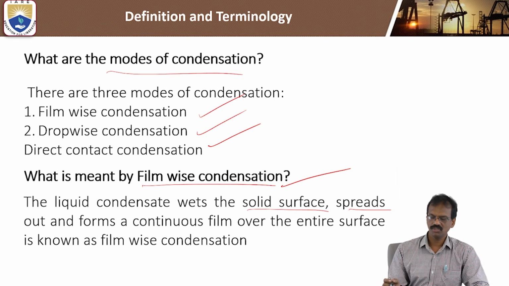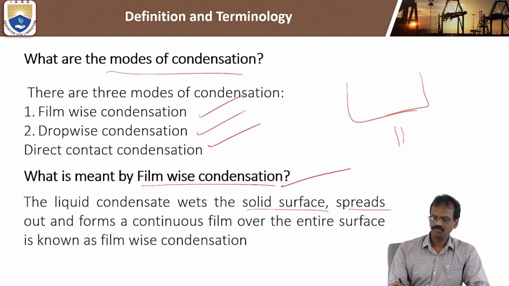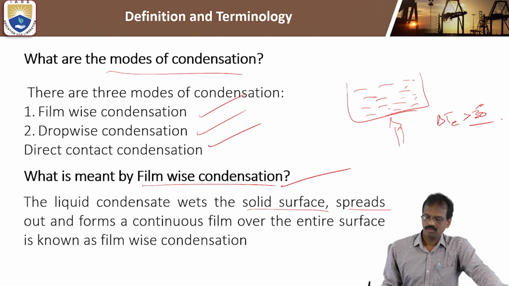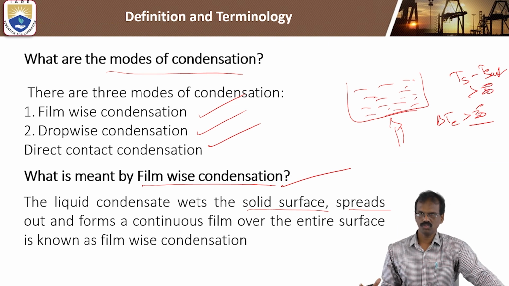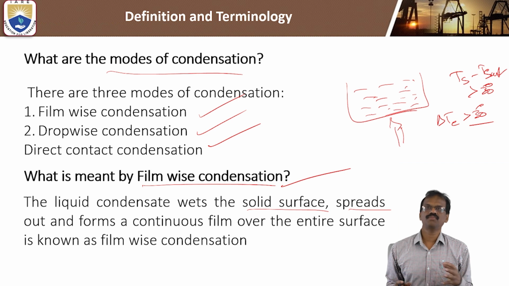So film phase condensation means, suppose this is the container. If you heat this body and increase the heat transfer rate, so that delta T is greater than nearly 30 degrees, meaning Ts minus T saturation is greater than 30 degrees, automatically rapid bubbles will be produced. Those bubbles combine with each other and form film pockets. These film pockets are formed on the surfaces. So this type of condensation.